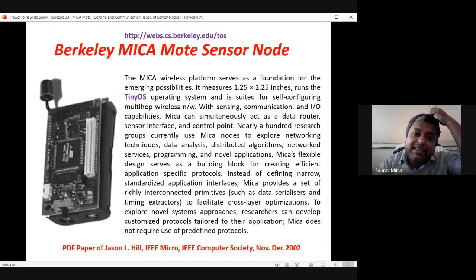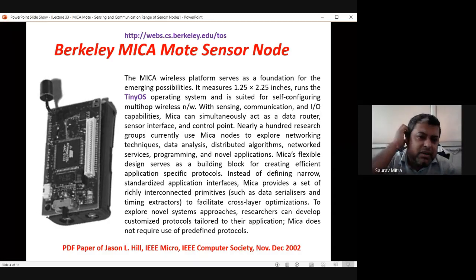But what is inside this MICA Mote hardware, we have seen in the next slide. But there's a previous slide, actually. It is taken from the PDF paper of Jason L. Hill, IEEE Computer Society, November-December 2002. I told you that all these concepts of wireless sensor network had come around 1995, and between 2000 to 2005, huge development happened in wireless sensor network. Many papers had come, many hardwares were defined, many applications had come into picture, and then slowly after 2010, it evolved to IoT. So now wireless sensor network has become an integral part of IoT.